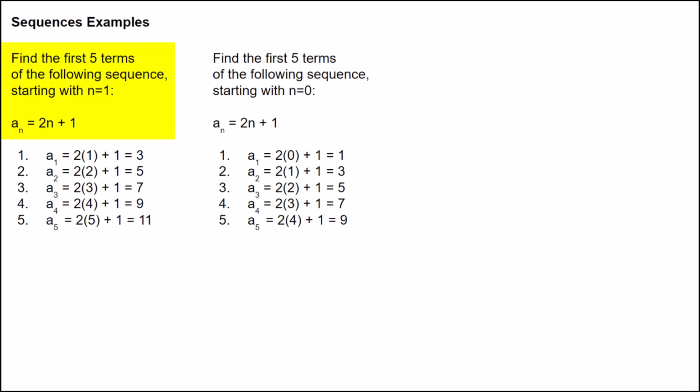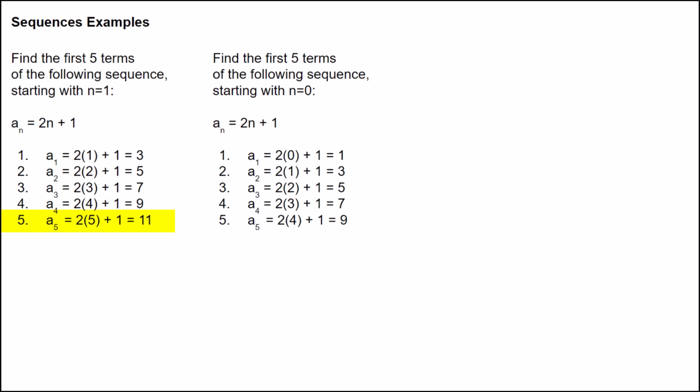To find the first term, you would take the pattern and fill in 1 for the value of n. In this case, it gives you 2 times 1 plus 1, which is equal to 3. And then for the next 4 examples, you keep increasing the value of n, until finally you get up to the 5th term, which would be 2 times 5 plus 1, which is equal to 11.